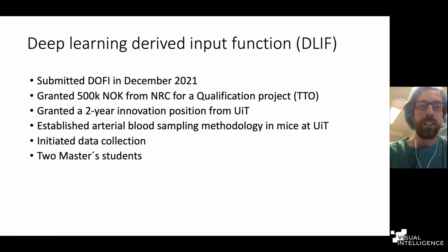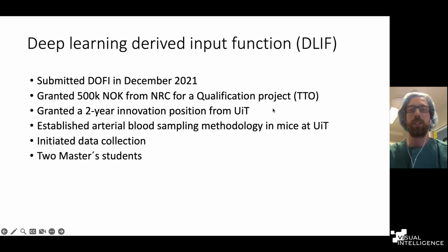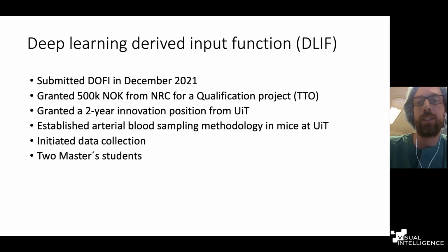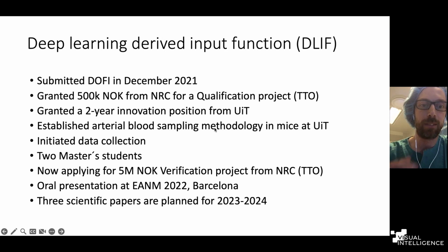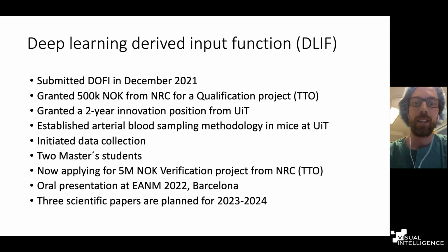So we visited some conferences with this idea, talked to the industry, and got a feeling about if there was a market for this idea. And we were also granted a 2-year position from our university to go ahead to collect more data and to establish this methodology here at UIT to collect new real training data. Then we also had 2 master students working on this. I'll show some results of their work in a while.